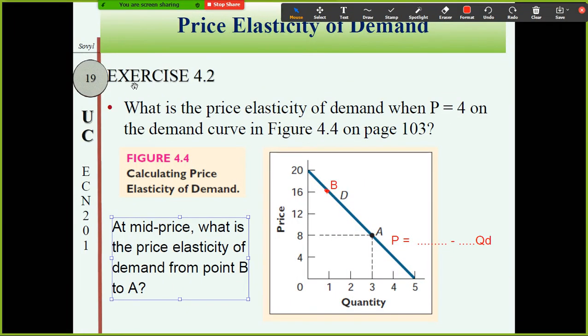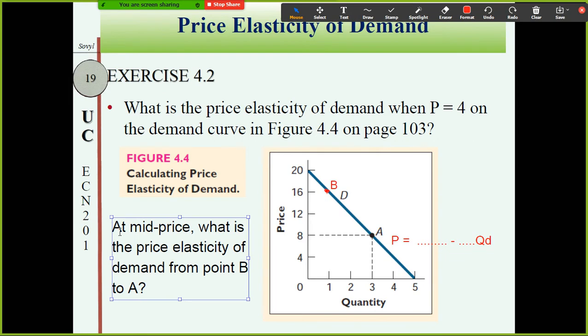Okay. This is the other side. What is the price elasticity of demand at P equal to 4? P equal to 4, demand curve on figure 4.4, page 103, but I'm not sure of 103. This is an old textbook. A new textbook maybe has a different page. You can check from your own textbook. Just go to figure 4.4. Don't go by page. Maybe the page changes.